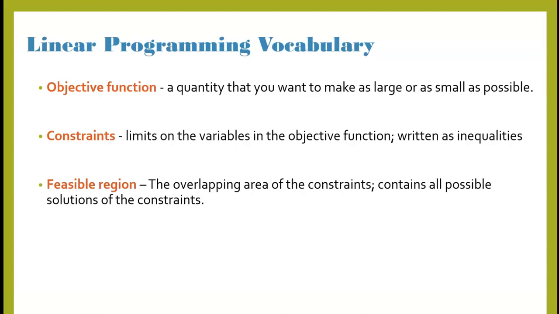The feasible region. The feasible region is where all of the constraints overlap. And it gives us all the possibilities, all the different ordered pairs that meet all of the constraints of the linear programming problem. And you'll see that in a minute. So those are three very important terms that we're going to throw around here as we do linear programming problems. And you'll see us use them as we go through various examples.